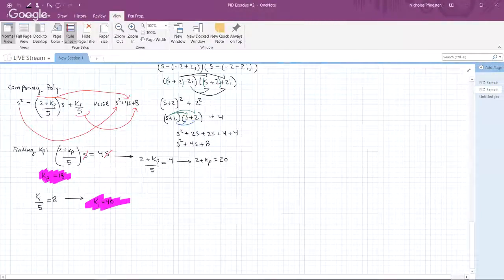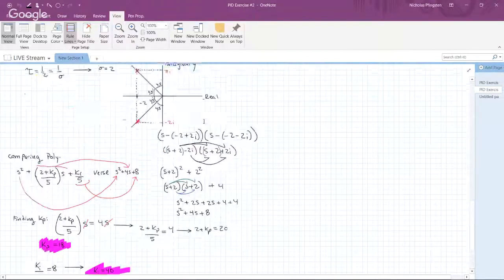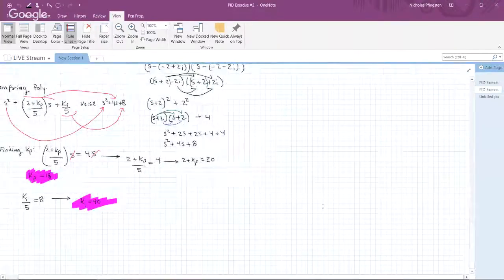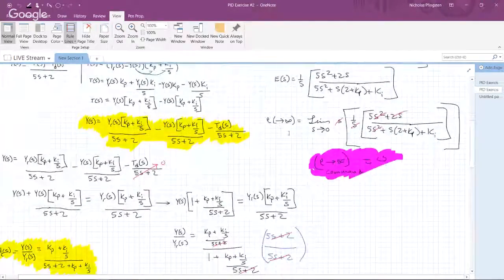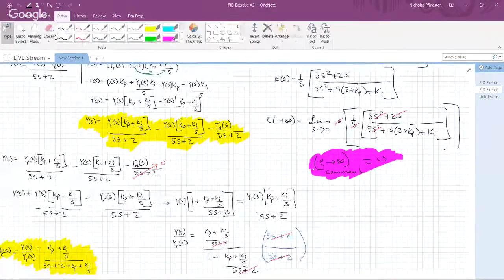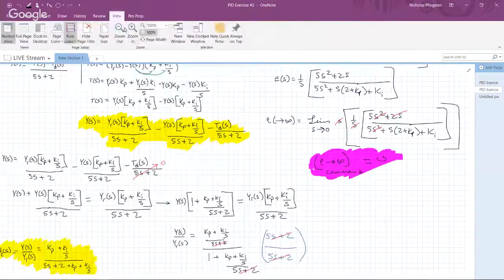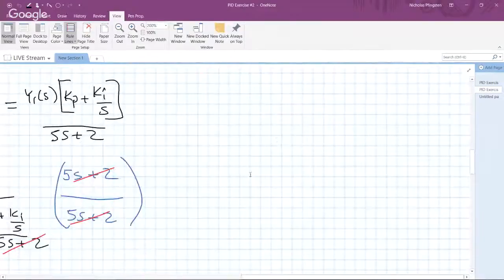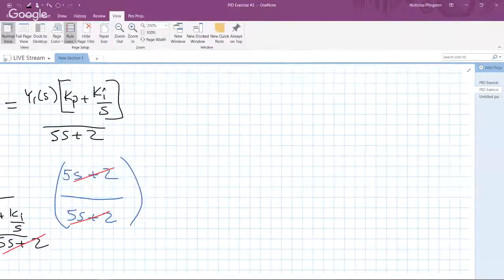All right. So, where we left off on this is we figured out the steady state command error. Now, for the next part, we're going to figure out the steady state disturbance error. And this isn't going to take long.